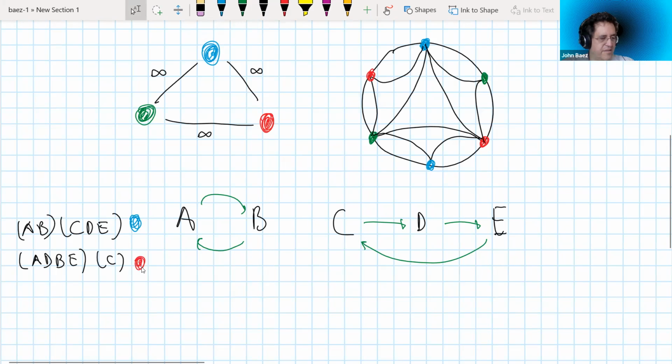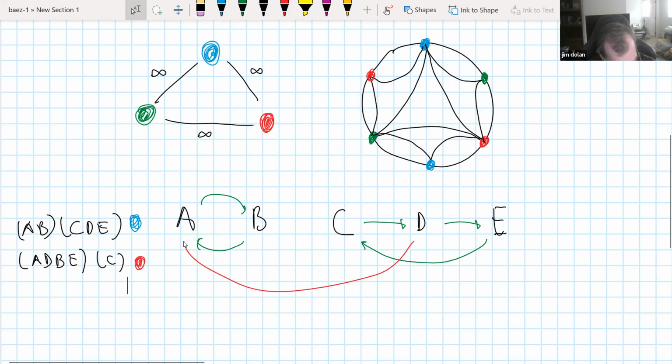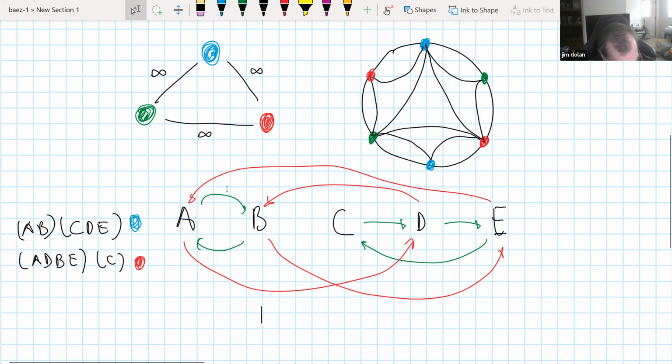And I was trying to draw the red one in here. What does the red one do? It goes from A to D, and then from D to B, and then from B to E, and then from E back to A, and then C is fixed or something like that. Okay.